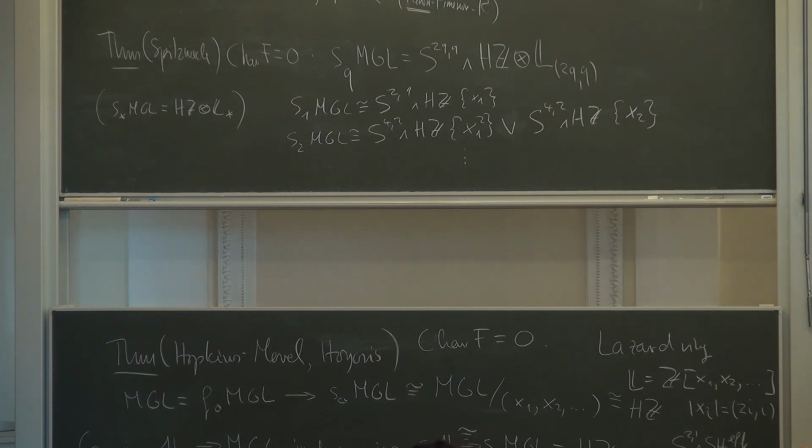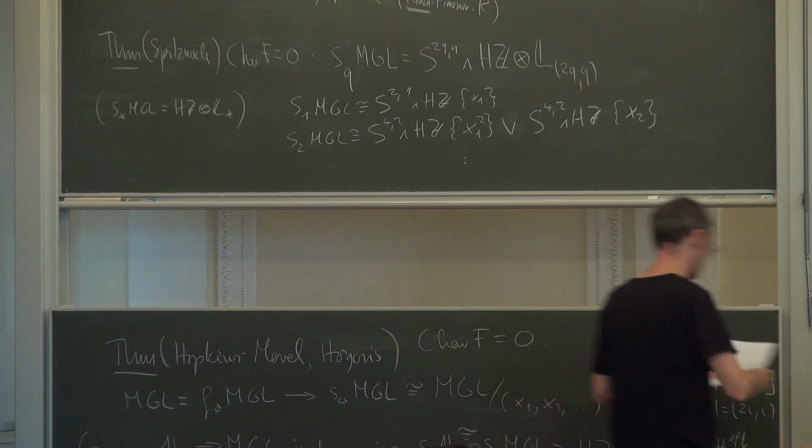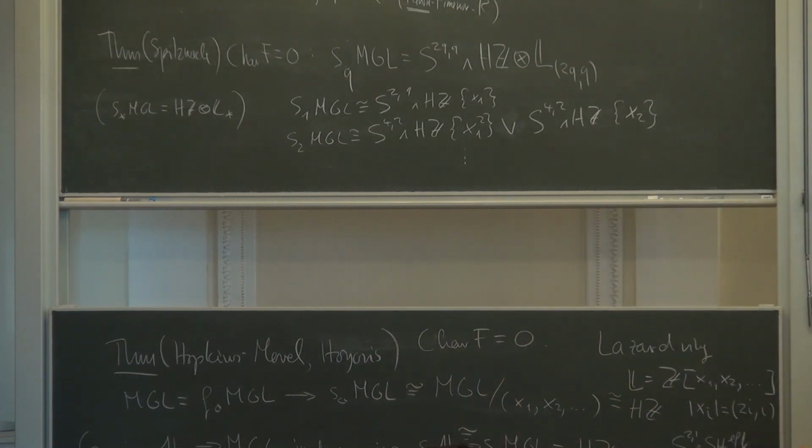So one can use this computation of the higher slices of MGL to get a computation of the whole slices of the sphere spectrum. And before doing that, yeah? So in this theorem of Spitz-Weg, suppose I replace SG by S0 or S0 of MGL. Does it hold over any characteristic?